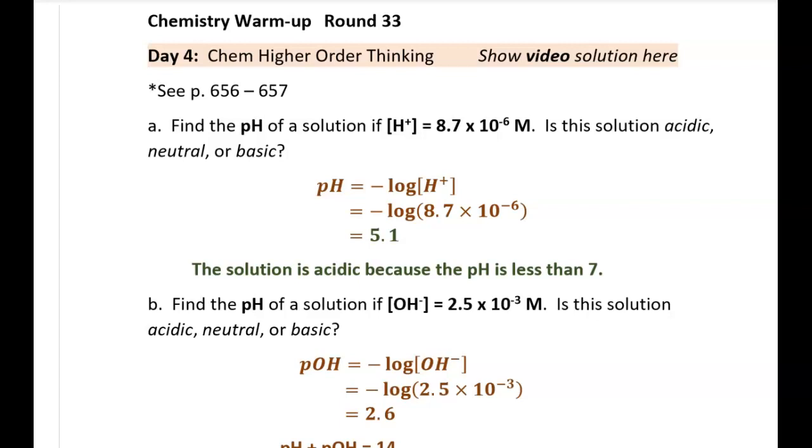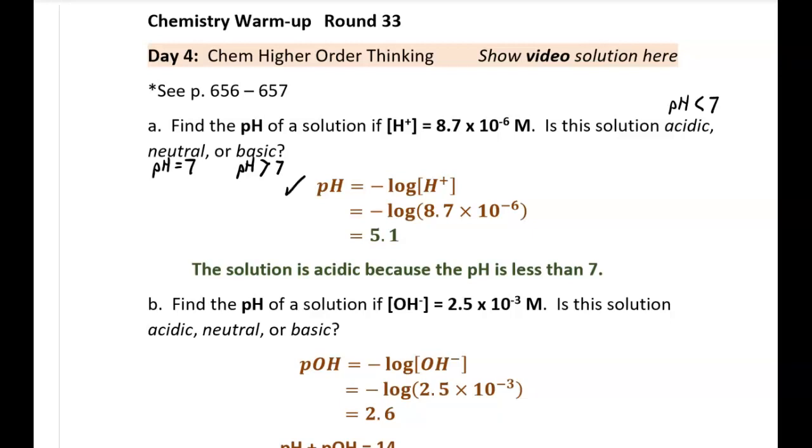A solution is acidic if the pH is less than 7. It's neutral if the pH is equal to 7. And it's basic if the pH is greater than 7. So let's find the pH and then we can answer that question.